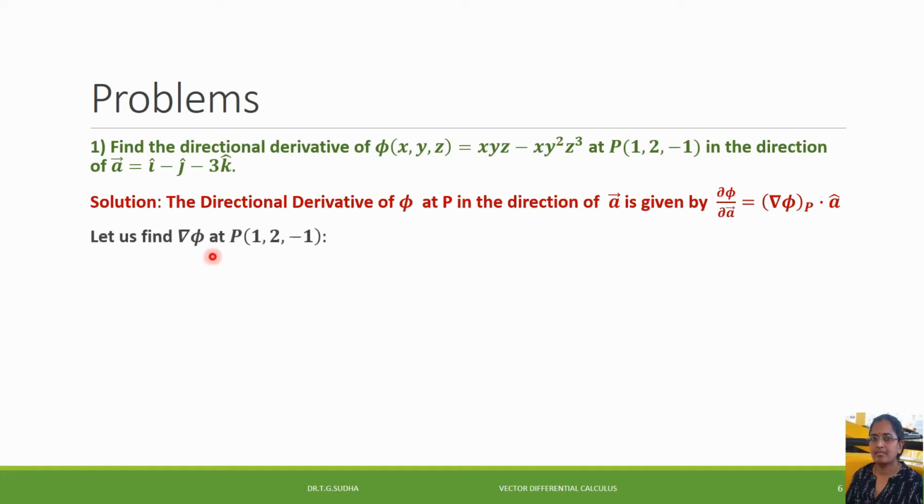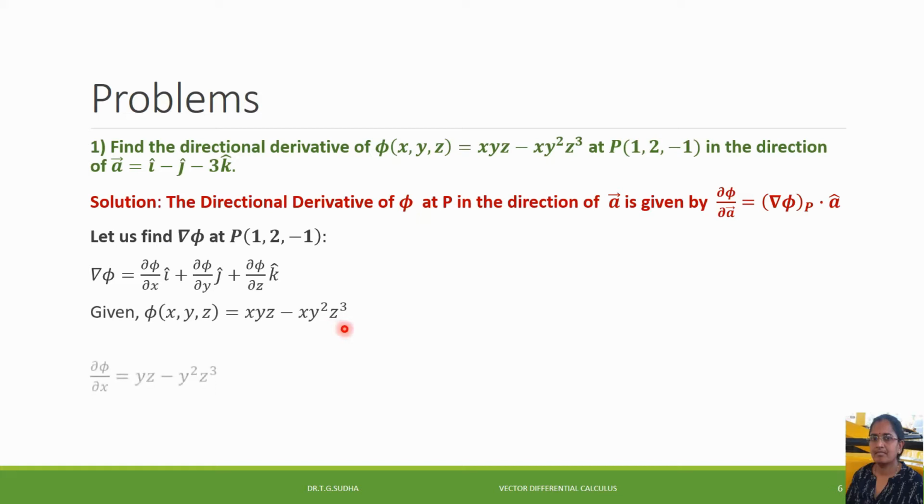So first let us find del phi at the given point 1, 2, minus 1. We have del phi is equal to dou phi by dou x into i plus dou phi by dou y into j plus dou phi by dou z into k. So phi is given to be xyz minus xy square z cube. So the partial derivative of phi with respect to x is equal to yz minus y square z cube.